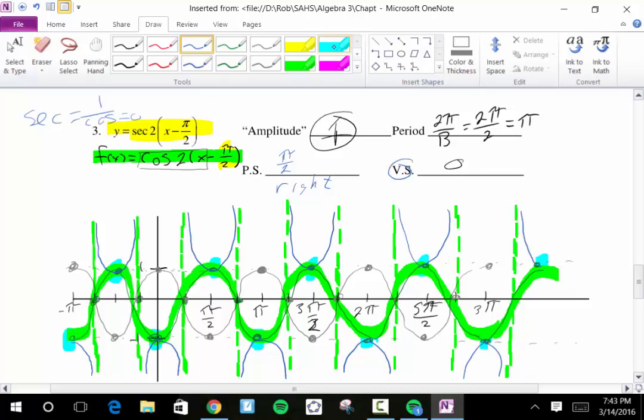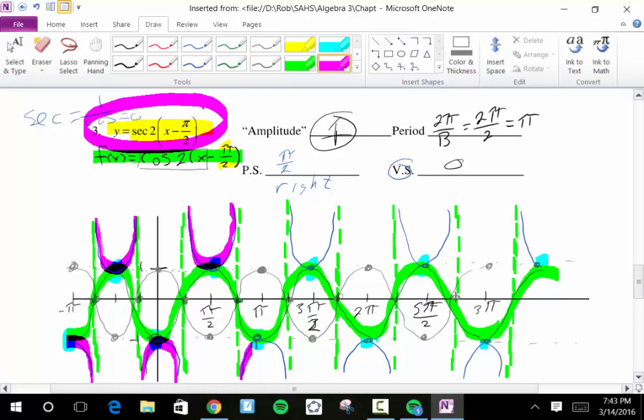And this goes on forever. So if I can just, I'm going to highlight it. This is what it looks like. This is your final function that I'm highlighting right here. This function is this yellow function right up here. It's called secant of 2 quantity x minus pi over 2. There you go. So that's how you graph this function right here.